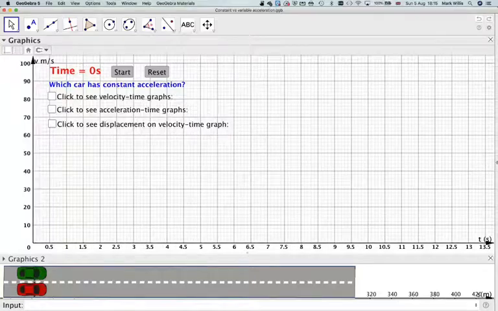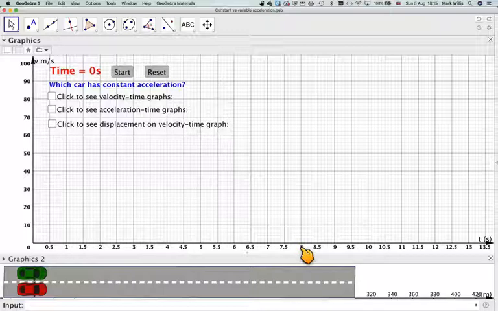Hi, in this video we're going to look at the difference between constant and variable acceleration. The reason we need to know about constant acceleration is that it's very important for the SUVAT equations in mechanics. So here we've got two cars, a green and a red car. They're going to race along the track for 8 seconds only.